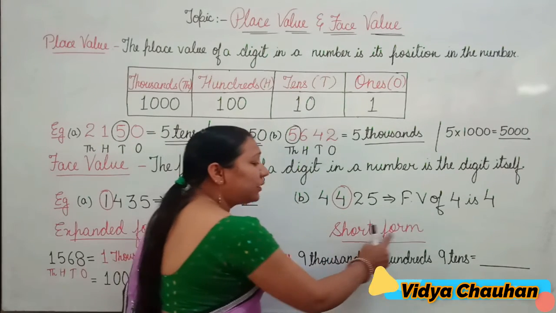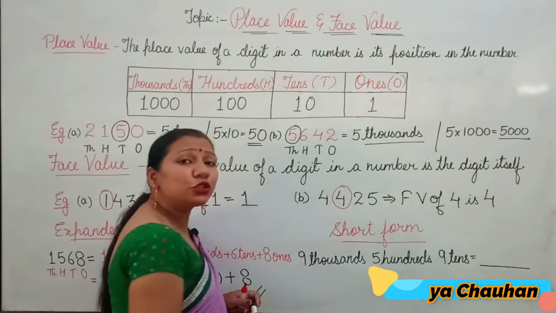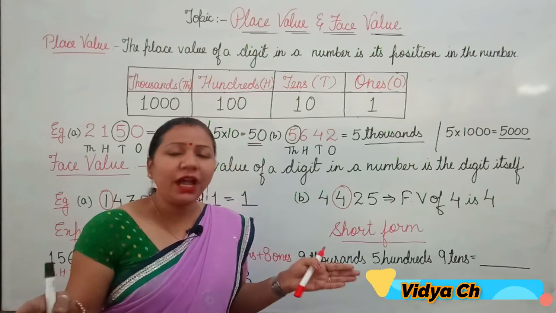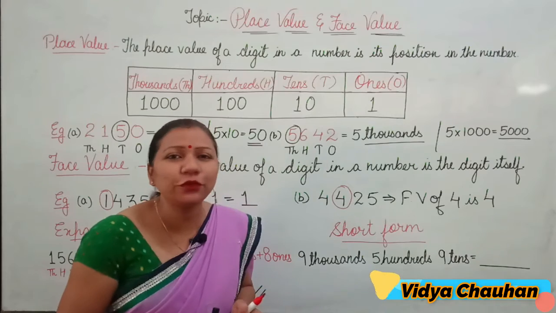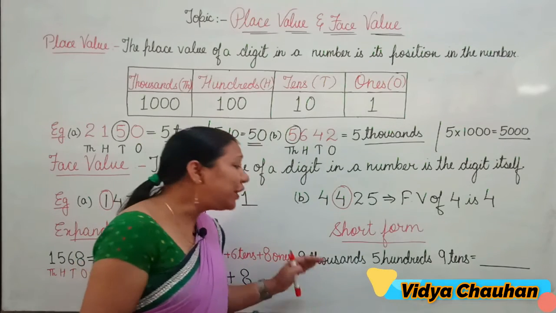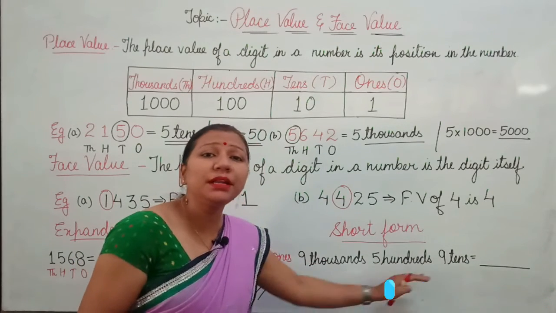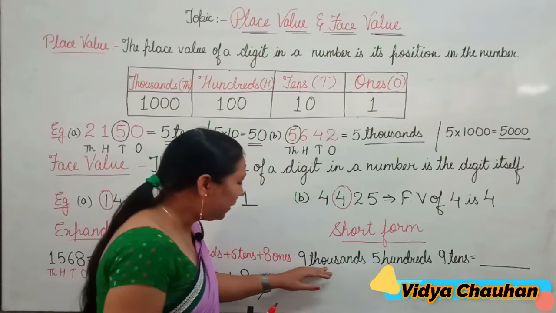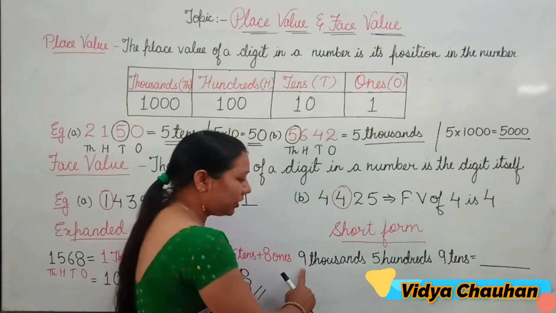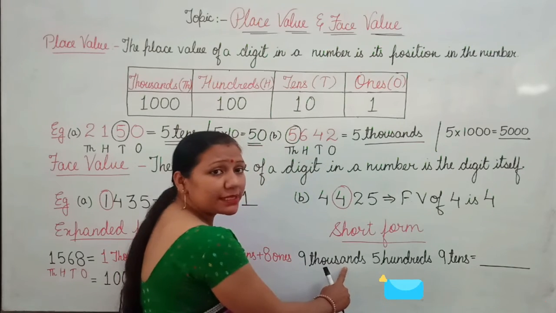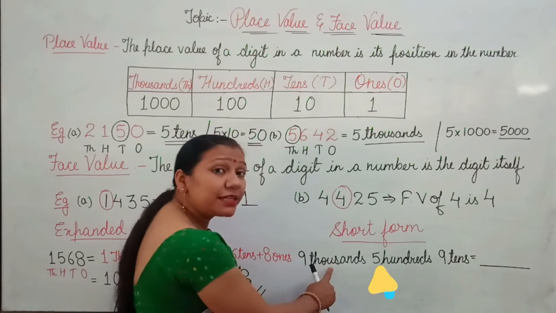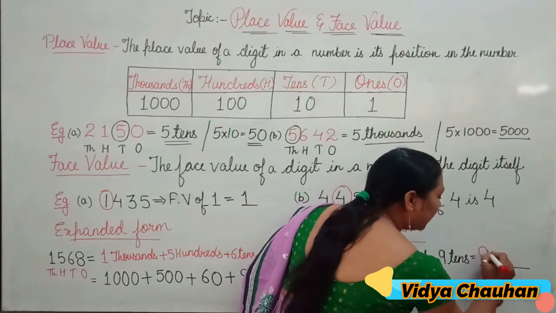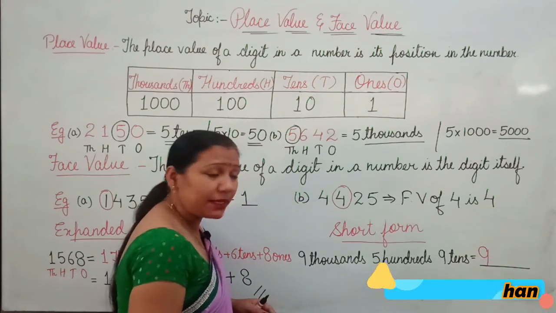Coming to the last one, which is writing the number in its short form. When a number is given to us in its expanded form and it is said to write it in the short form, that means you have to find which number it is representing. How are you going to do that? Very first, as you can see, I have taken a question. 9 thousands. So what is the position of 9? It is the thousands place. So very first, what will I write? 9, 9 at thousands place.